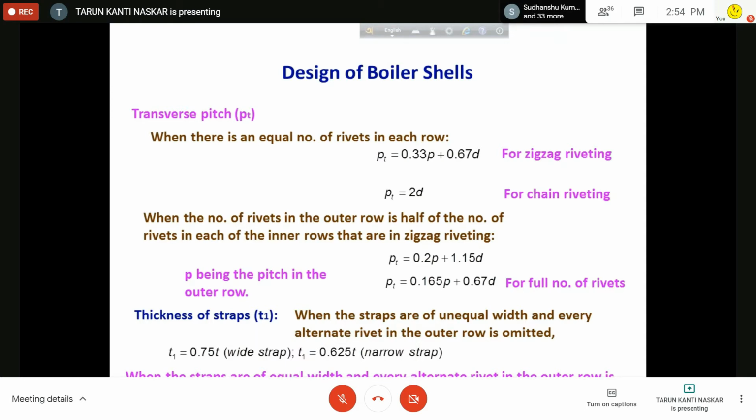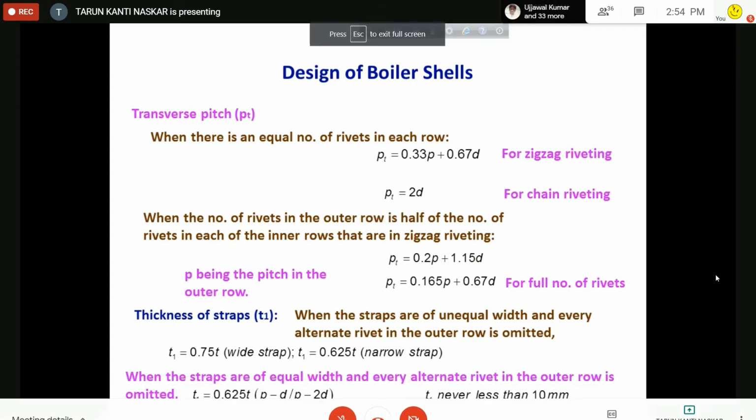Thickness of strap. So these are all from IBR specifications. So T1 should never be less than 10 millimeter. So this is also a rider. That means T1 should not be less than 10 millimeter.